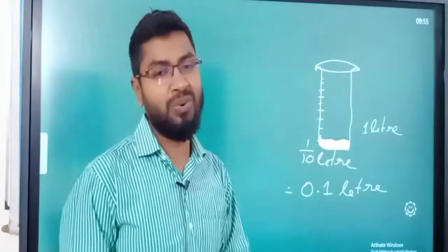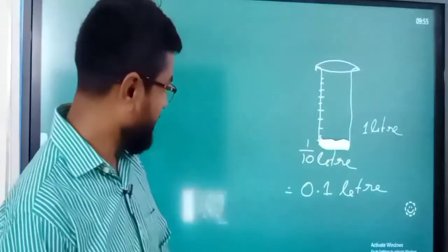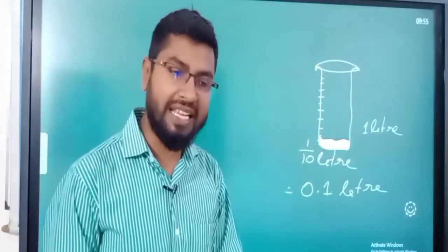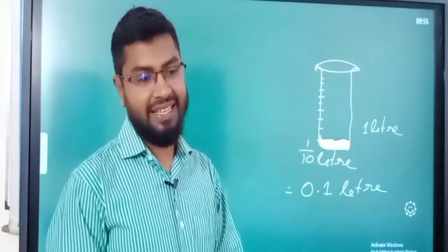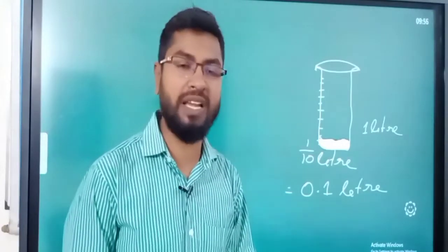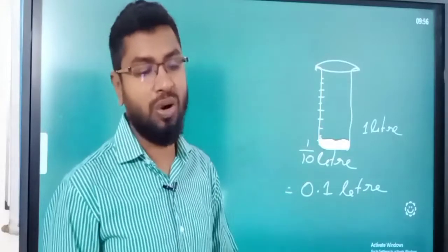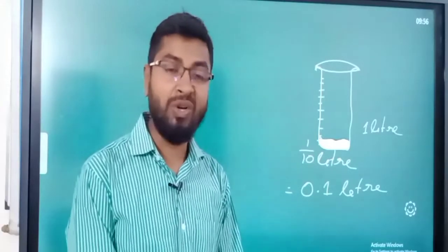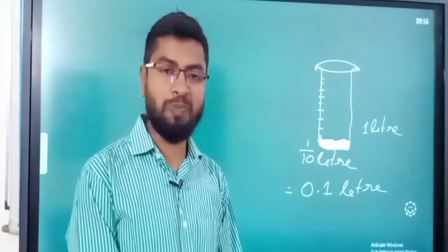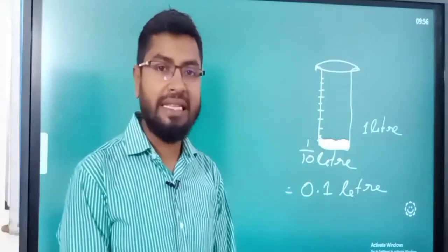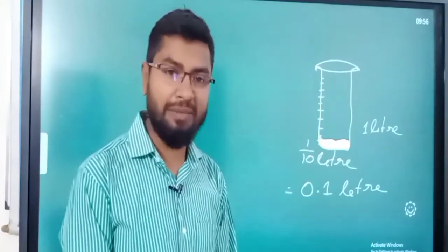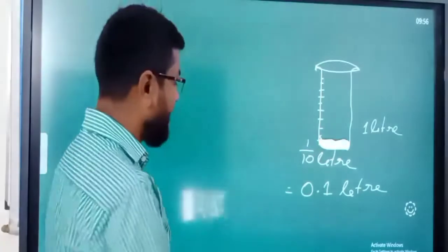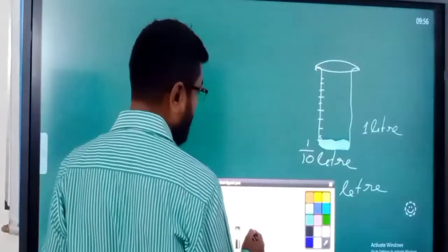So the number which can be written with the decimal point, that fraction's name is decimal fraction. That means the fraction which can be expressed by a decimal is called a decimal fraction. Again I am repeating: the fraction which can be expressed by decimal is called decimal fraction. Clear? Have you understood?